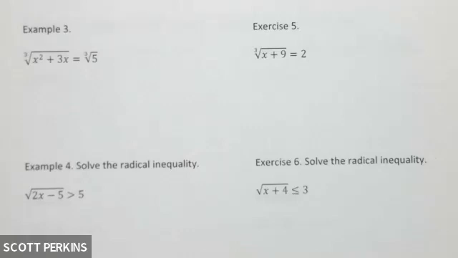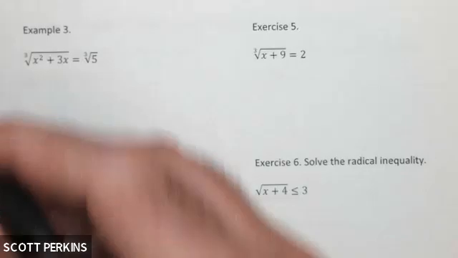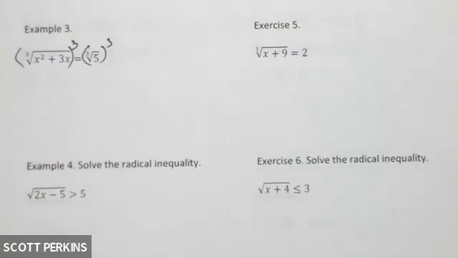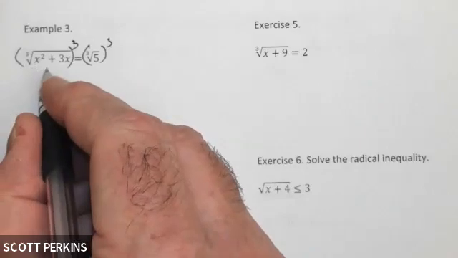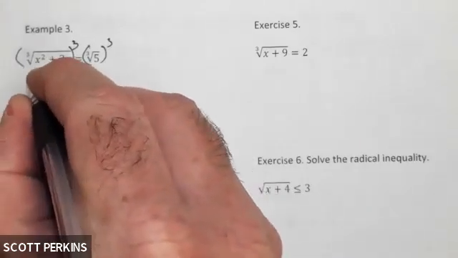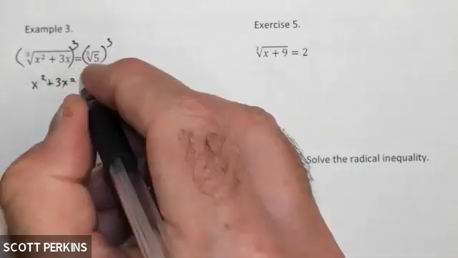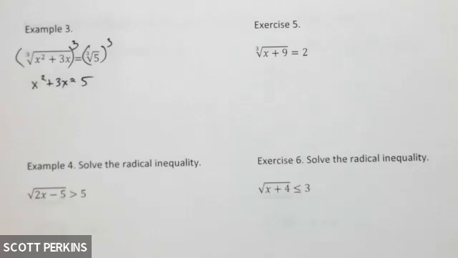We're going to cube them. Great. Yeah, I'm going to cube both sides. We're just doing the opposite of whatever that index is. So I'm going to cube the left, and I'm going to cube the right. When I cube the left, the cube root of x squared plus 3x cubed is just x squared plus 3x, so that's not too big of a deal. On the right, the cube root of 5 cubed is 5. Again, not too big of a deal.